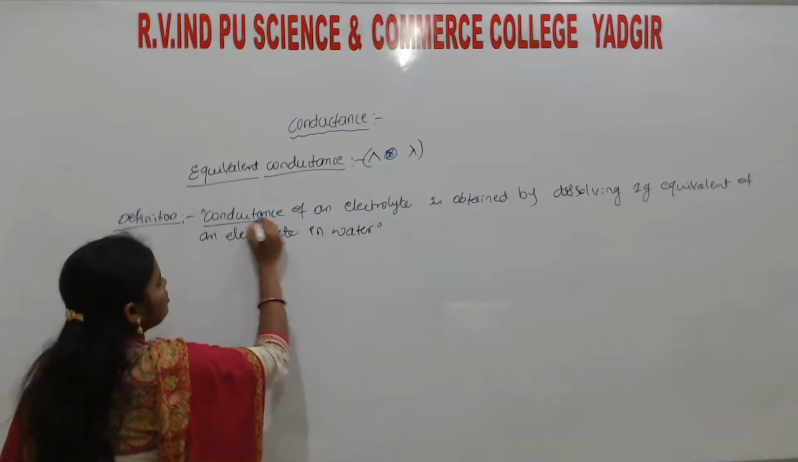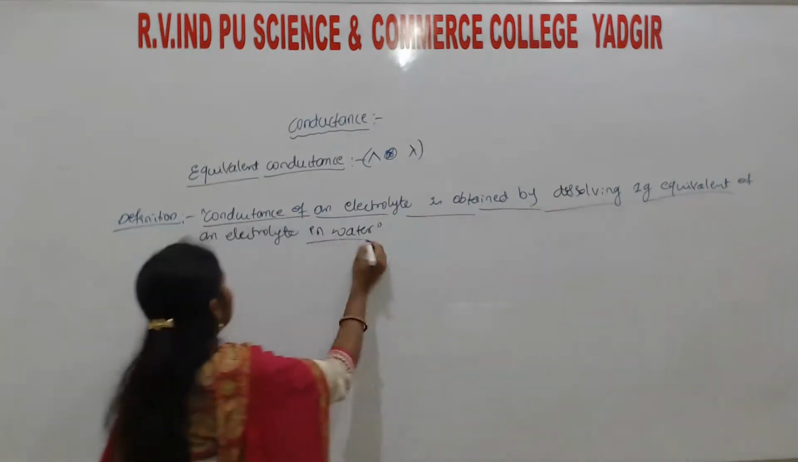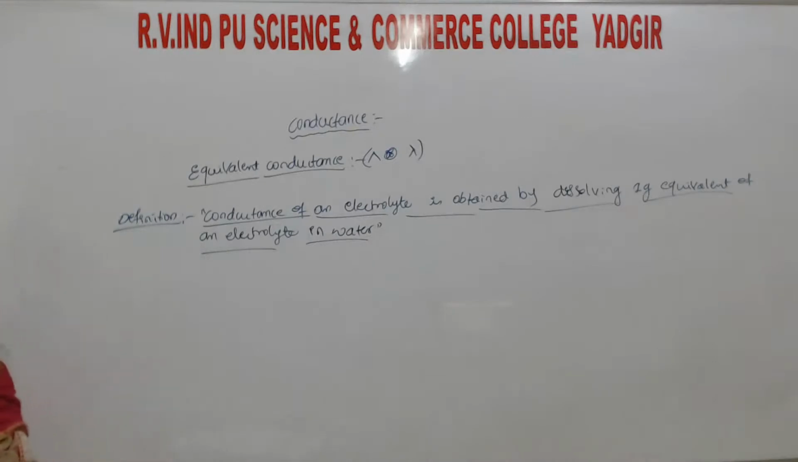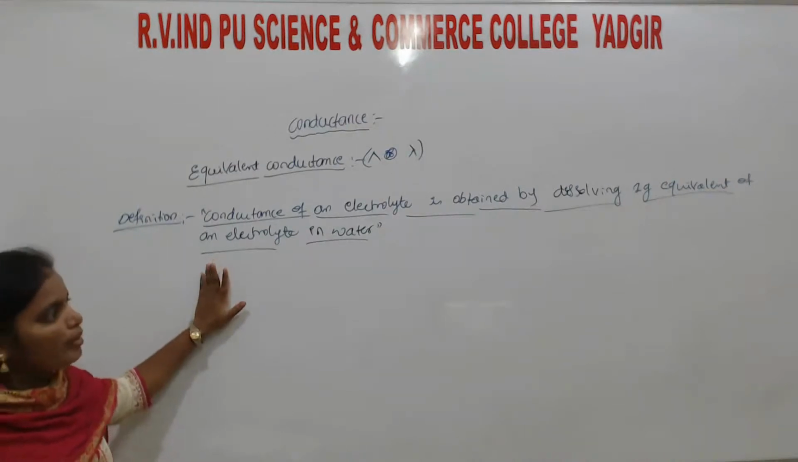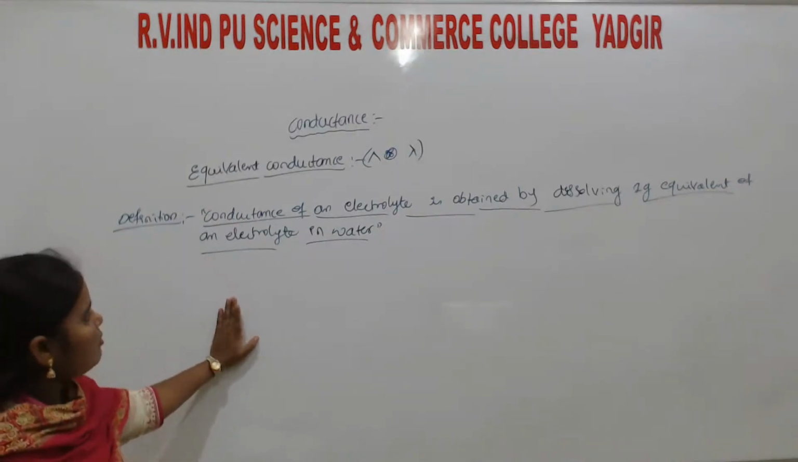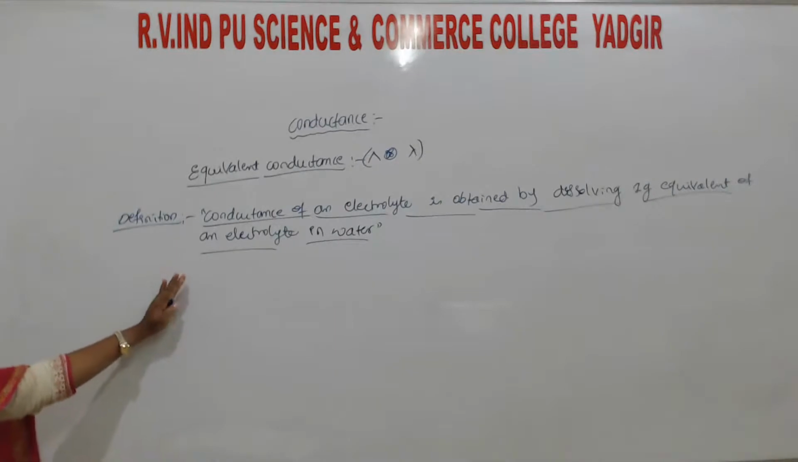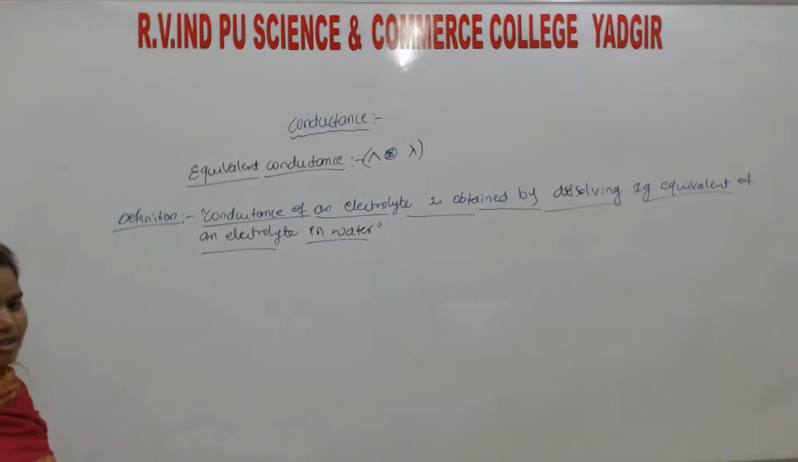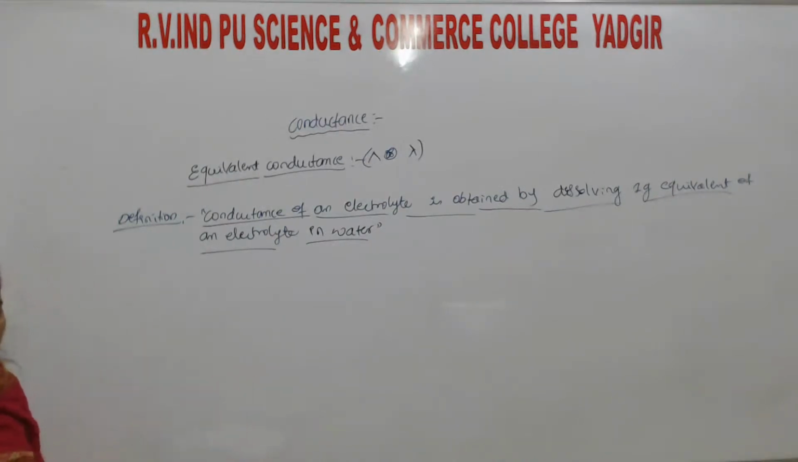So this is the definition for the equivalent conductance. The conductance of an electrolyte is obtained by dissolving 1 gram equivalent of an electrolyte in water. This is what you write in your examination as the definition for equivalent conductance. This is an important question. A 1 mark question is added in your examination. Okay, next, the molar conductance.